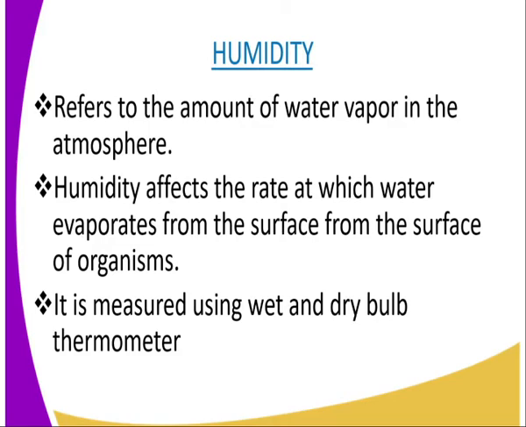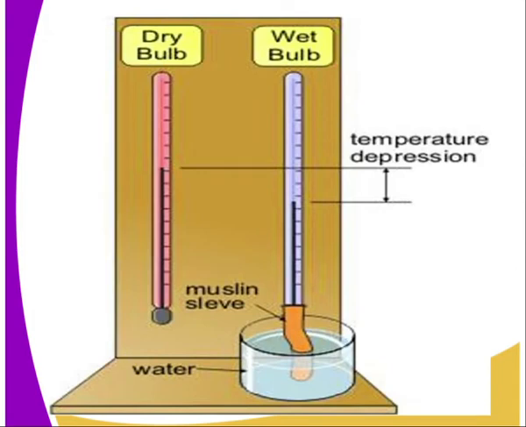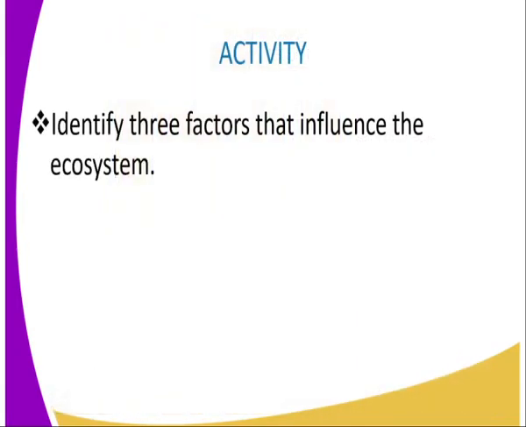The instrument used to measure humidity is the wet and dry bulb hygrometer, as you can see from our screen. A simple method is by using blue anhydrous cobalt II chloride paper, which turns pink when hydrated. The rate at which the paper, in our case the muslin sleeve, turns pink is an indication of the amount of water vapor in the atmosphere. The paper turns pink faster in a humid atmosphere than in a relatively dry atmosphere.